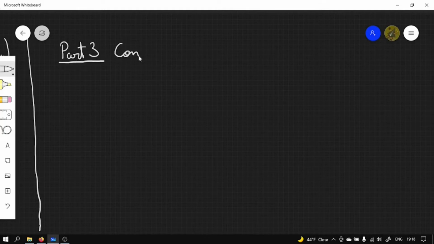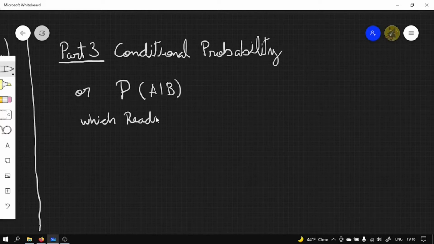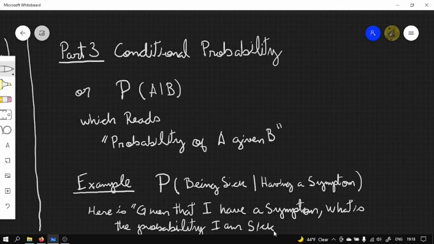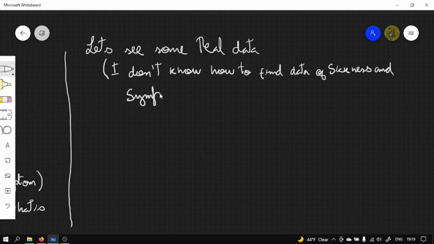What we wanted to see today is conditional probability, or the probability of A given B. So let's start with an example. Now we want to see a real data example. We will see some data that we can find on the internet.